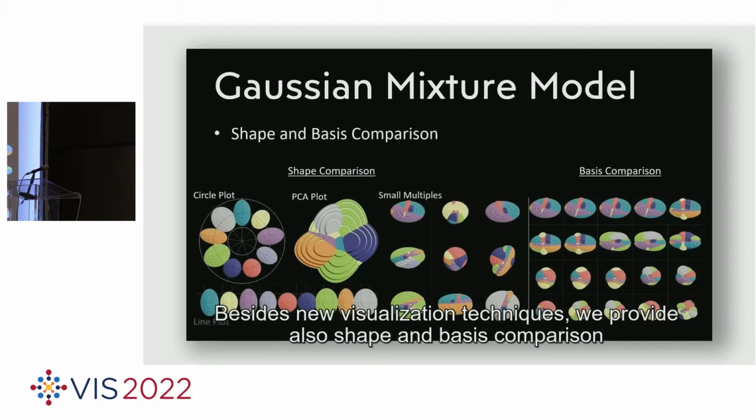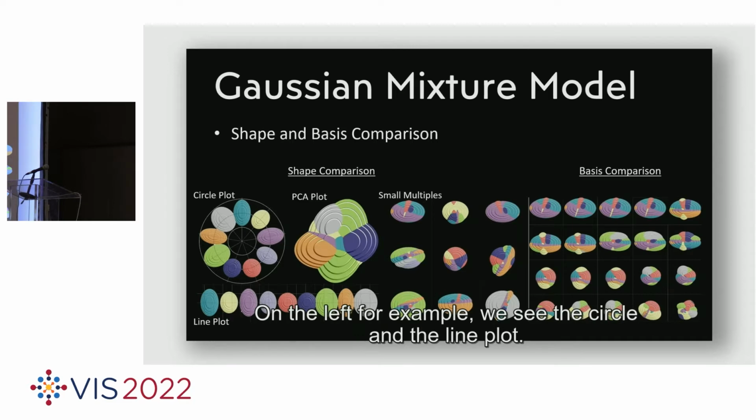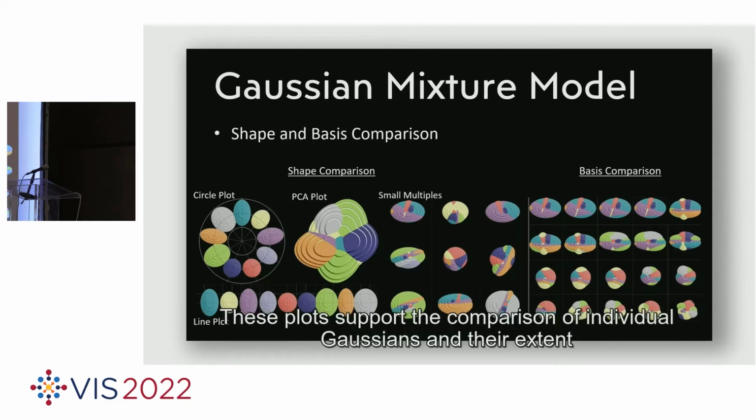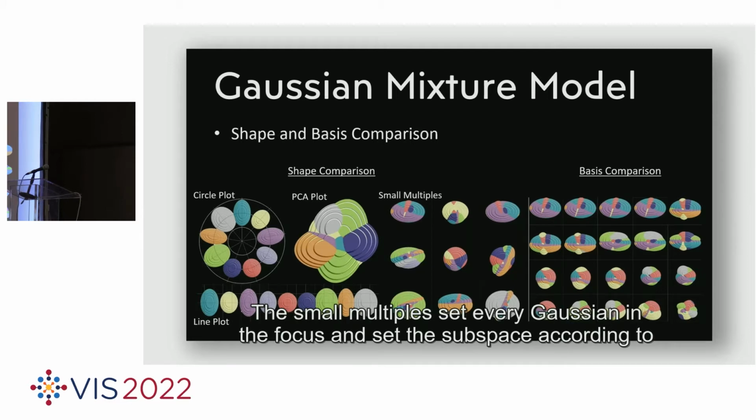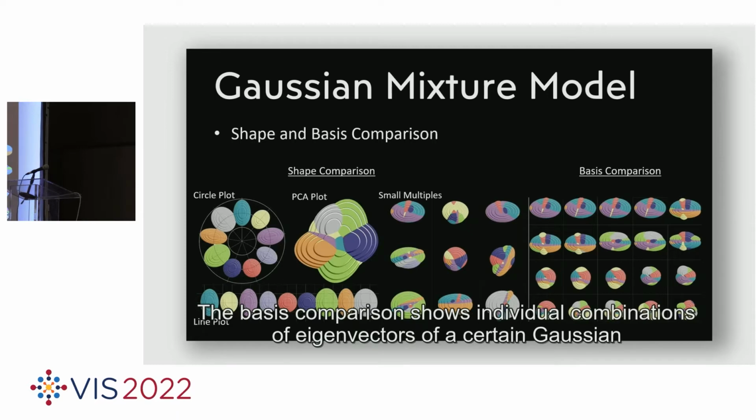Besides new visualization techniques, we also provide shape and basis comparison. With this, we can compare the extents of individual Gaussians or explore several subspaces. On the left, for example, we see the circle and the line plot. These plots support the comparison of individual Gaussians and their extents. The small multiples set every Gaussian in focus and set the subspace according to their largest three eigenvectors. The basis comparison shows individual combinations of eigenvectors of a certain Gaussian.